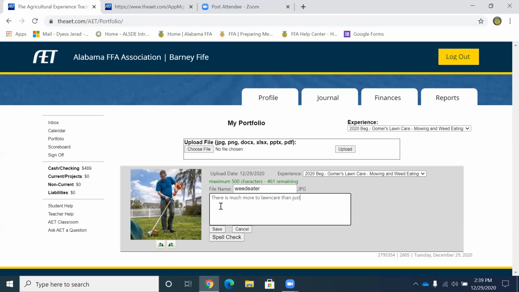Tell me what's important about this picture, not what the picture says. Don't tell me what the picture is. Tell me what's important about it, and what it means to your SAE. As a judge, that's what I like to see. I don't want you explaining the picture.